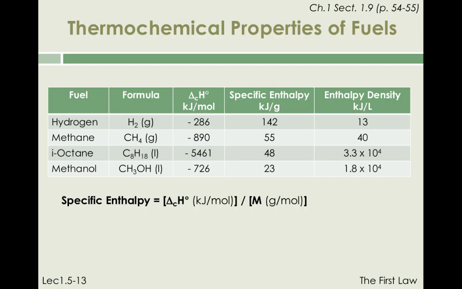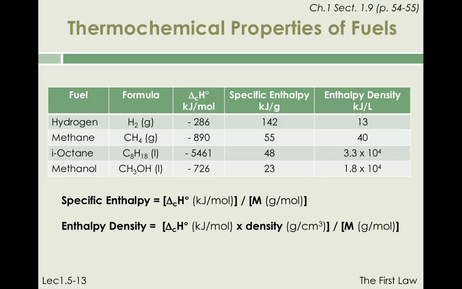Another way to compare fuel efficiencies is to compare the heat of combustion per liter of substance. To do so, we define the enthalpy density by multiplying the specific enthalpy by the density of the substance. On this scale, gases are obviously at a very strong disadvantage, and isooctane is the most efficient fuel.